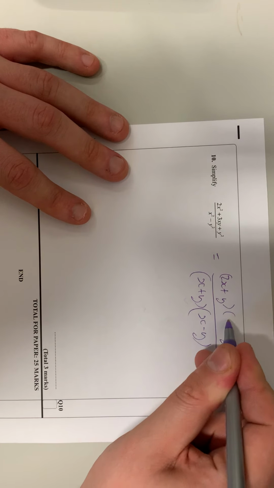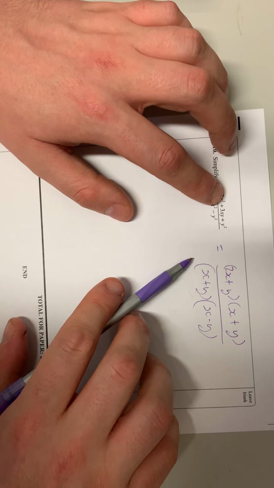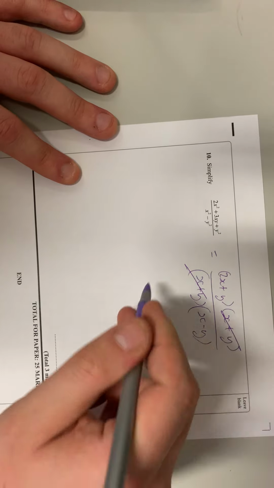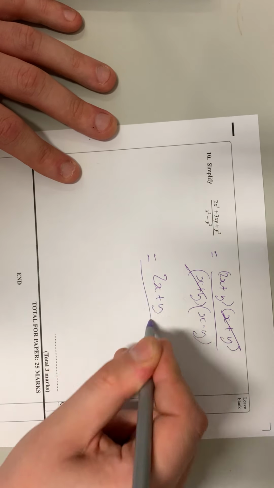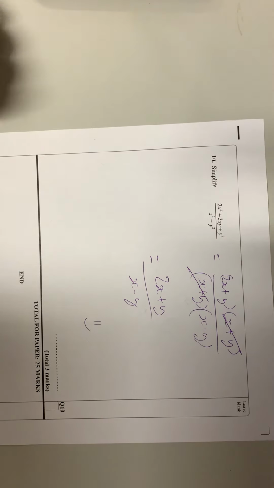So there's got to be a 2x and an x there, simply because 2x squared only has 2 factors. And then I should be able to cancel out the x plus y's on the numerator and the denominator to leave 2x plus y over x minus y. And once again, we're done.